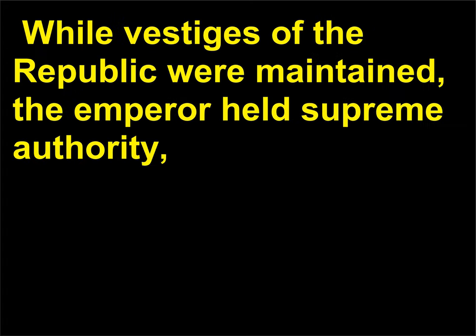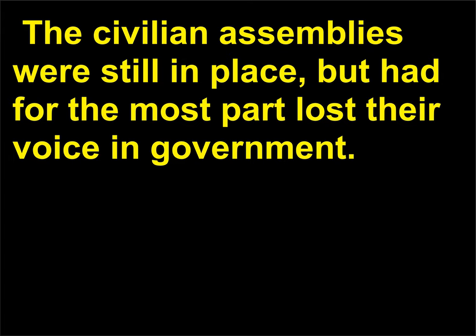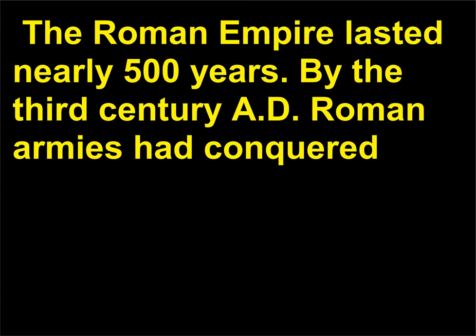While vestiges of the Republic were maintained, the emperor held supreme authority, nominating the consuls and appointing senators, controlling the provinces, and heading the army. The civilian assemblies were still in place, but had for the most part lost their voice in government. The Roman Empire lasted nearly 500 years.